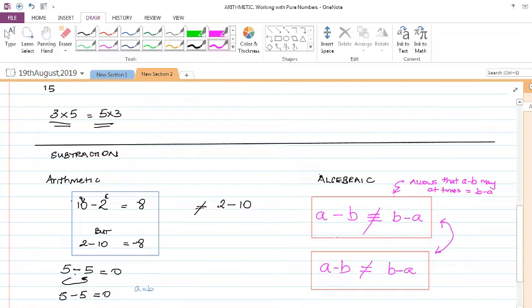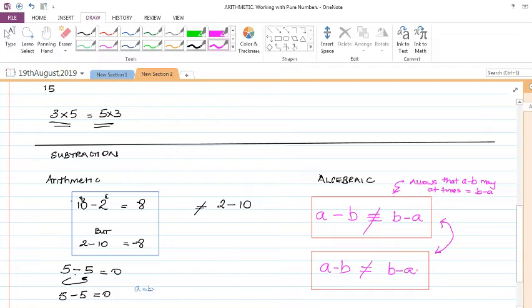This statement is saying a minus b is not always equal to b minus a. Or it's saying a minus b could be equal to b minus a, but not all the time. That's what this one is saying. This one is saying a minus b is not equal to b minus a.